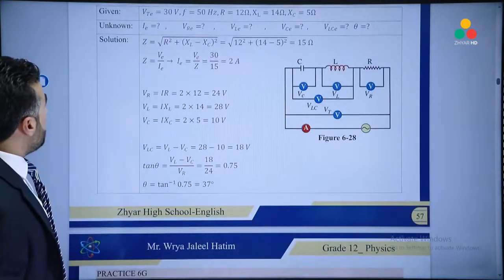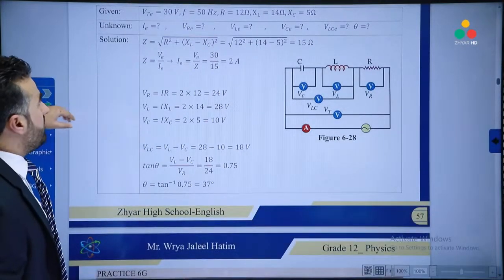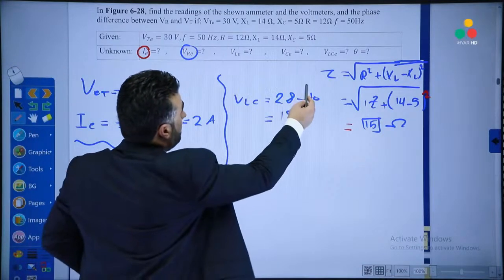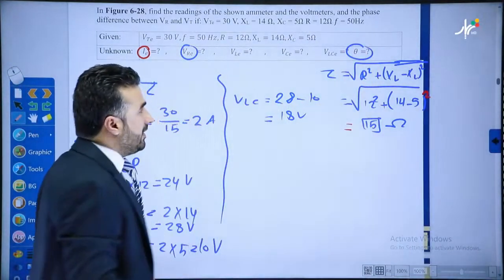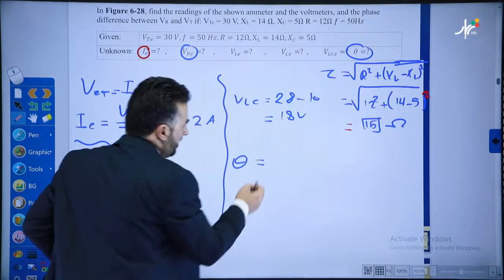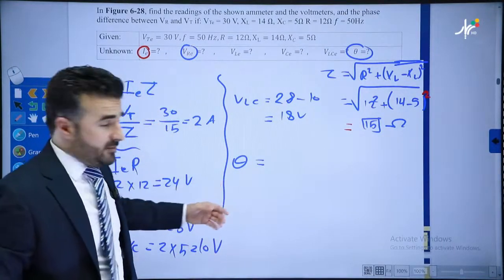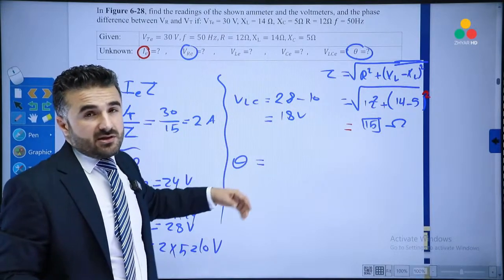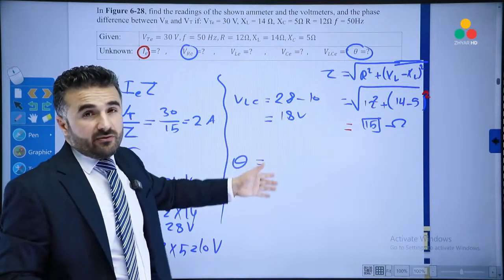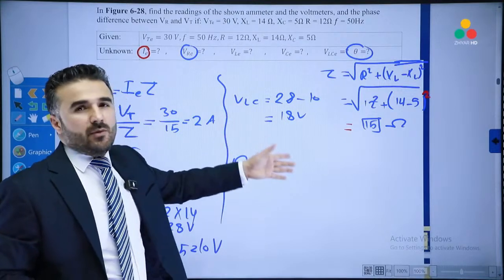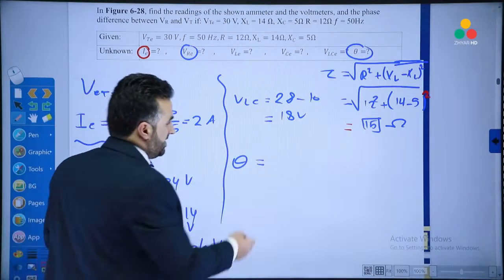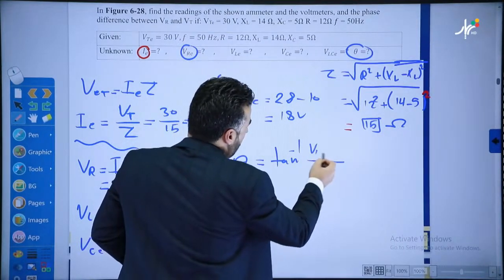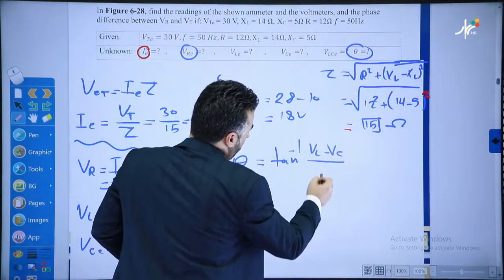Okay, so the last thing I almost forgot, it says the theta. Okay, I think it was too fast here. So the last thing here, I didn't notice this one, the theta here. Now for the theta you can of course use different methods. One of them, we can either use the voltage or we can use the resistance here, like VL minus VC over the VR, or we can use XL minus XC over the resistance here. But I'll just use this one, tan inverse of VL minus VC divided by VR in here.